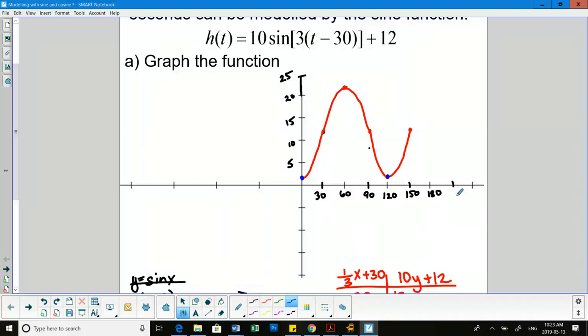Okay, so it's important for us to label this as time in seconds, just so we don't think it's degrees of rotation. And this is height in meters. So we'll make sure that we label our axes.